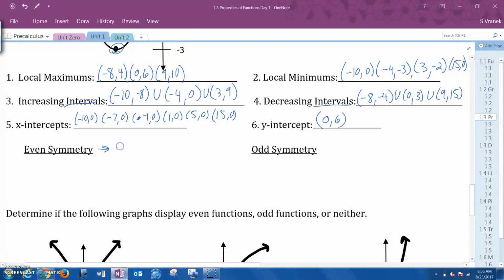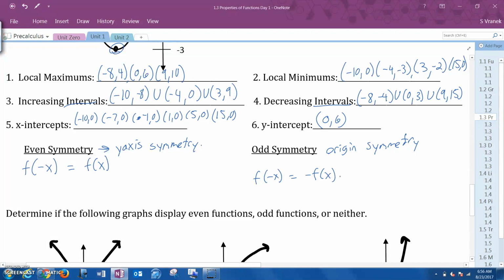Even symmetry means it has y-axis symmetry. It also means that if you input a negative x into the function, you should get out the same thing as if you put x into it. Odd symmetry has origin symmetry, which means that if you put a negative x into the function, you should get out a negative value for that function. Now, we're not going to do anything with that today. That's how you do it algebraically. We'll do that tomorrow. For today, really just know the two symmetries.